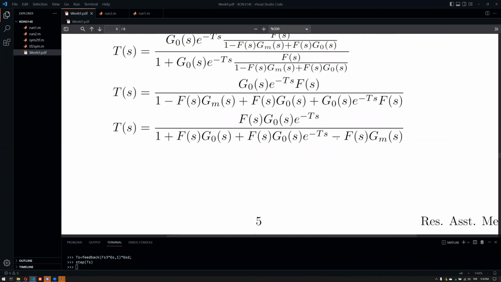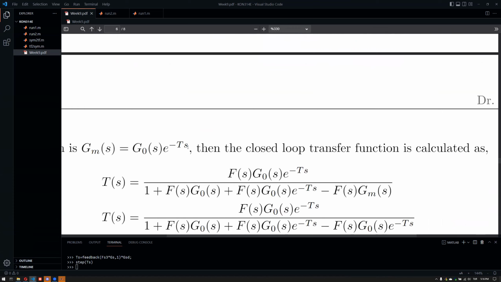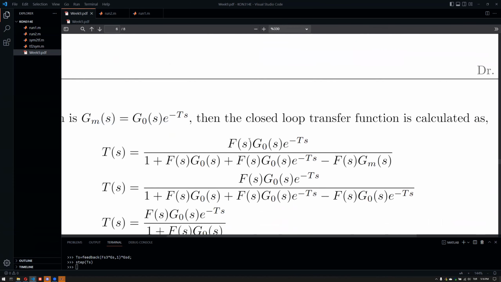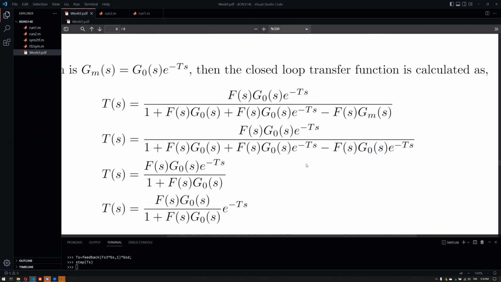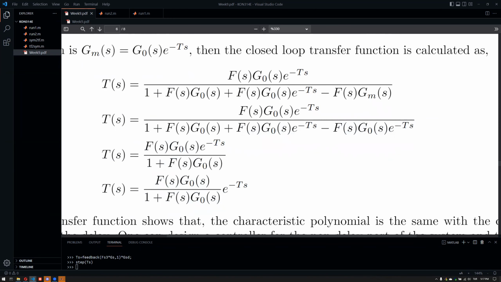And when we have the ideal condition, you can see that these two terms should cancel each other out, ideally. So F G0 e to the power of minus tau s should be the same as F times G model. If the system in the laboratory has the exact same model, then Gm is equal to G0 times e to the power of minus tau s. And if that is the case, this part is replaced with that, and they will cancel each other out. You will end up with F times G0 divided by 1 plus F times G0 times e to the power of minus tau s.